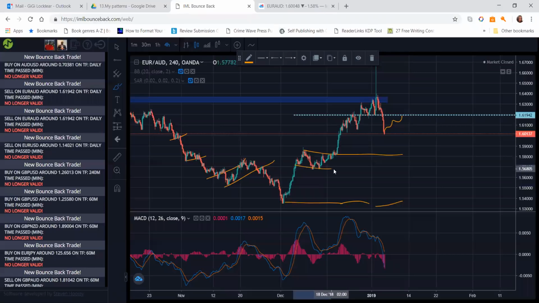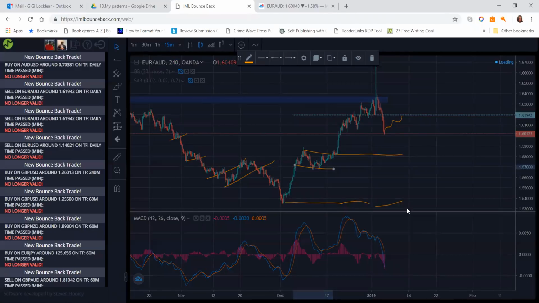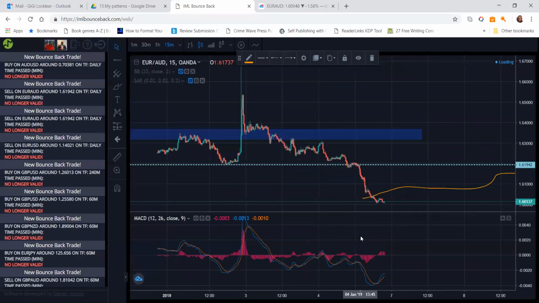See here, you had a long correction. And when it broke to the upside, we won't include the fake out, but you got 569 pips pretty quick. Anybody got any questions on that? That's how you can use market structure in conjunction with the IML bounce back alerts to determine, just go down on a lower time frame for your take profits and your stop losses.